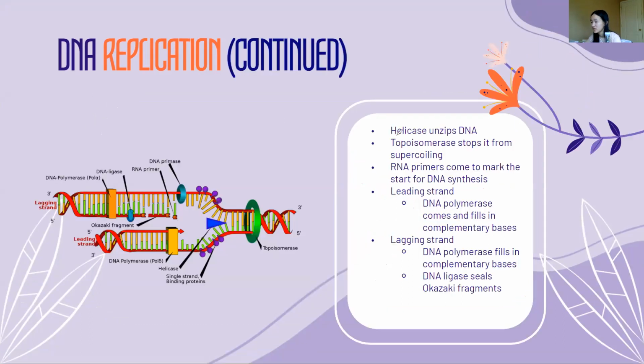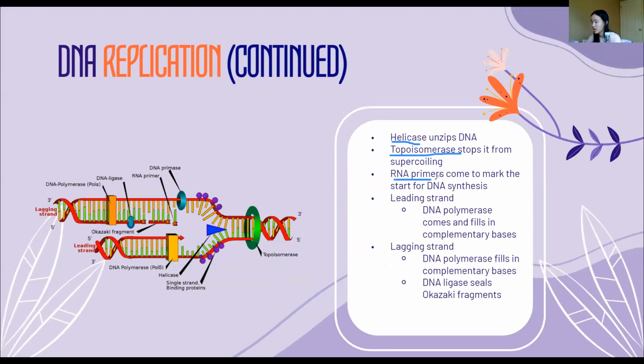So I already talked about the helicase, topoisomerase, and RNA primers. Now it's time to talk about the leading strand and the lagging strand. So over here, you can see there's a lagging strand and a leading strand. And this is why earlier I said that the strands run anti-parallel together. This is where it comes back. Because they go in opposite directions, they are replicated in different ways.